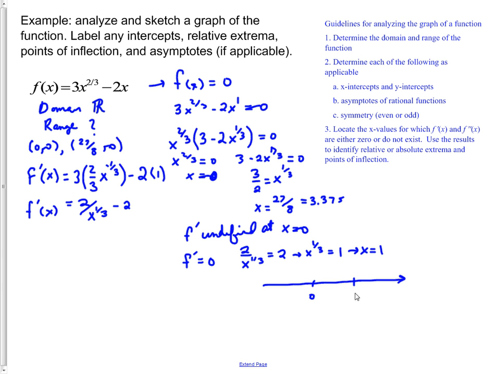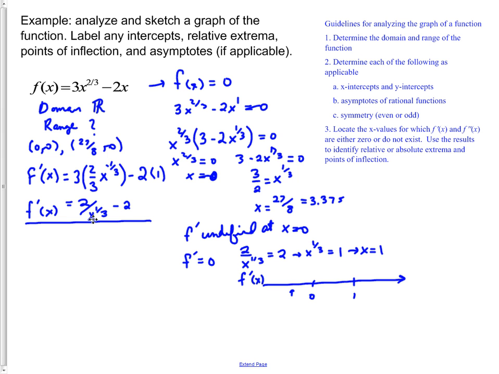So here's 0, here's 1. F prime of x, we want to determine whether or not this is positive or negative to find the intervals of increasing and decreasing. So we're going to use this derivative to find that and test f prime for numbers, let's say, that are less than 0. Let's try negative 1. What would happen at negative 1?